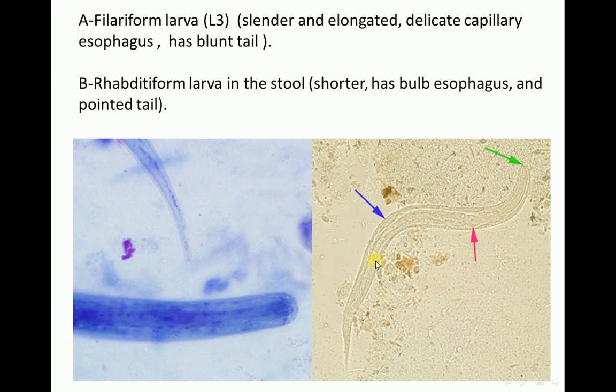In these two images, we can see filariform larva and rhabditiform larva. Filariform larva, which is larva 3, is slender and elongated, has a delicate capillary esophagus and a blunt tail. We can see the blunt tail, the pointer.